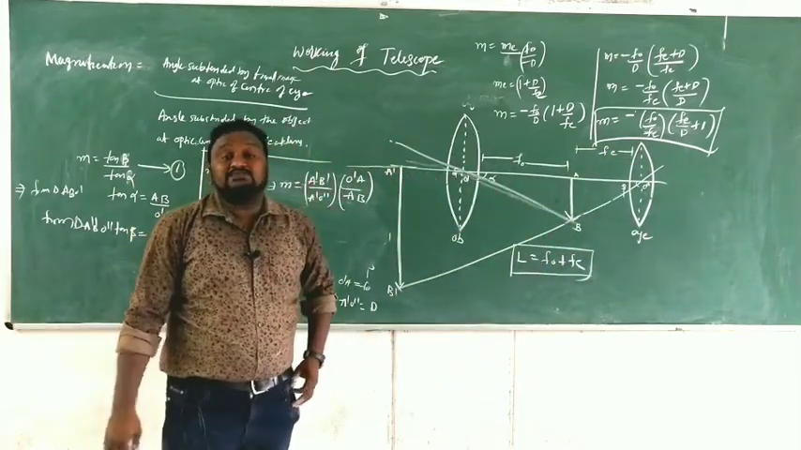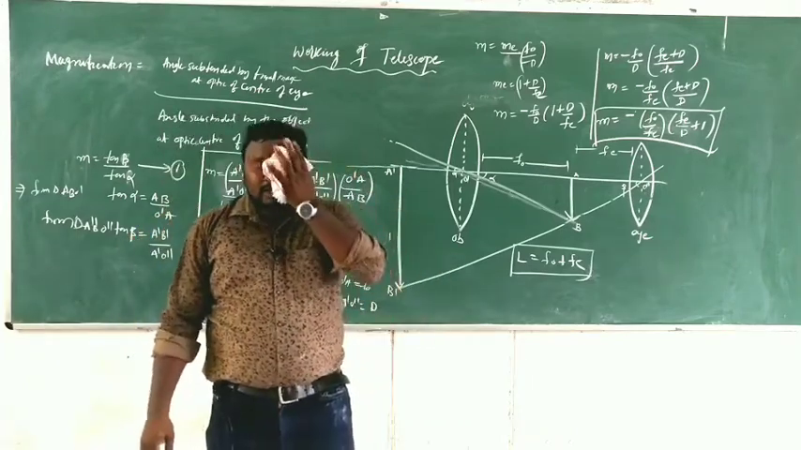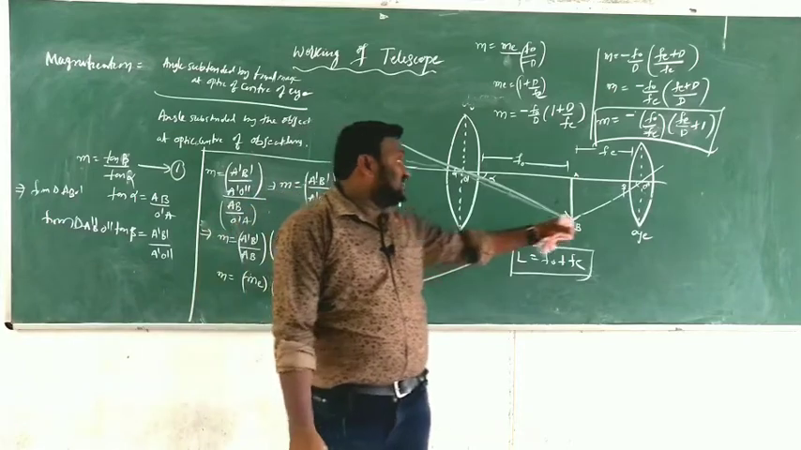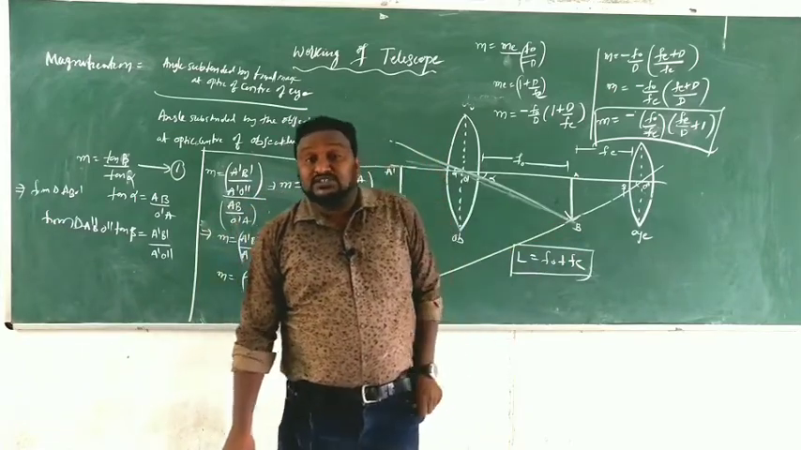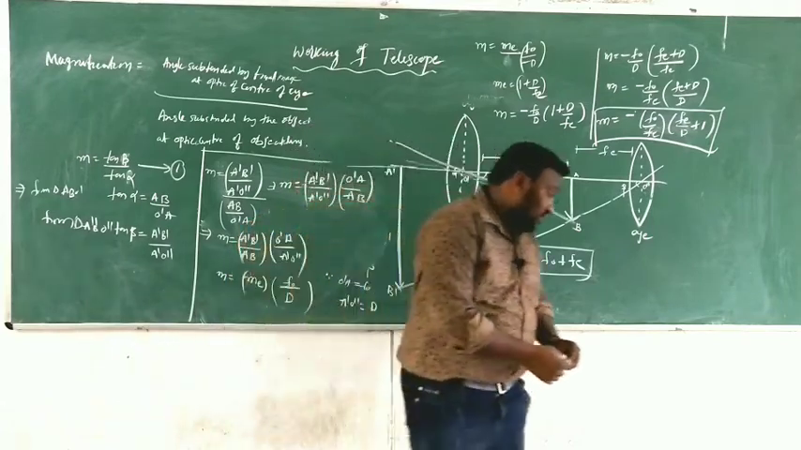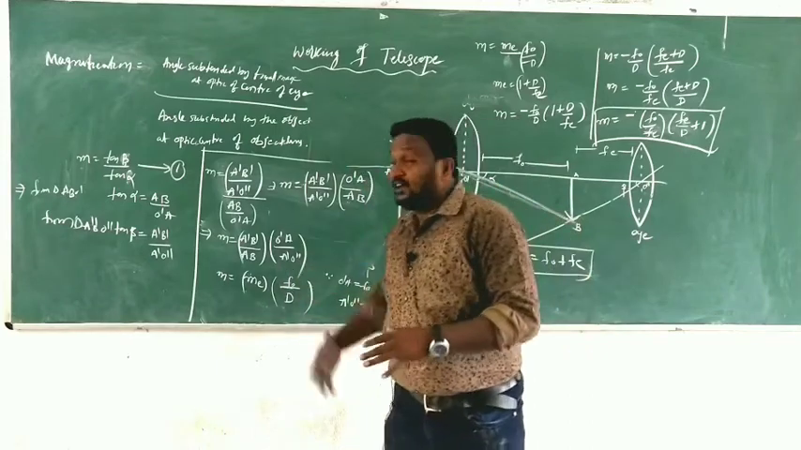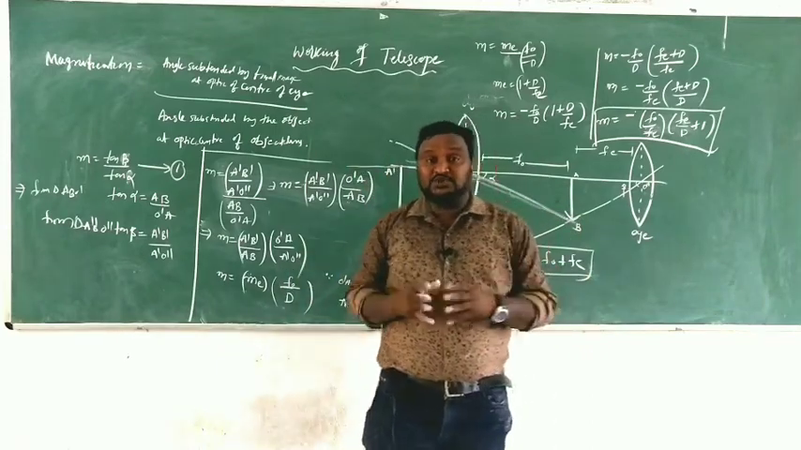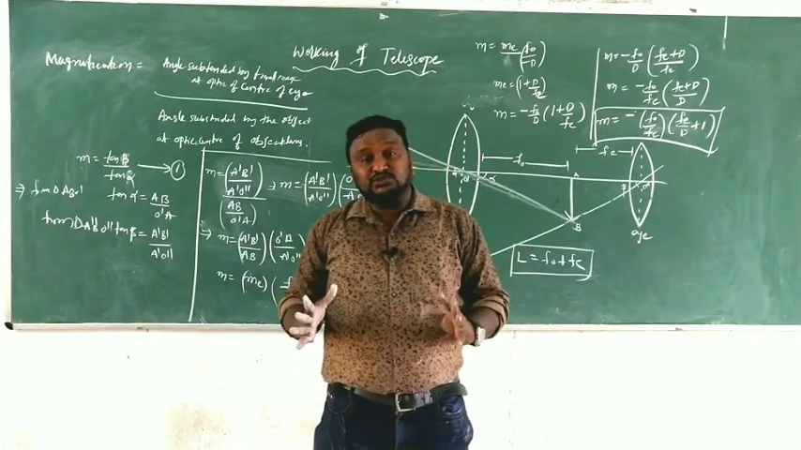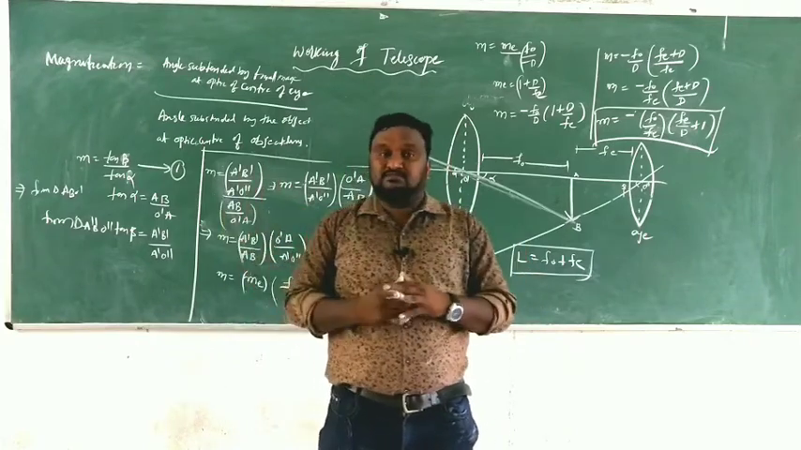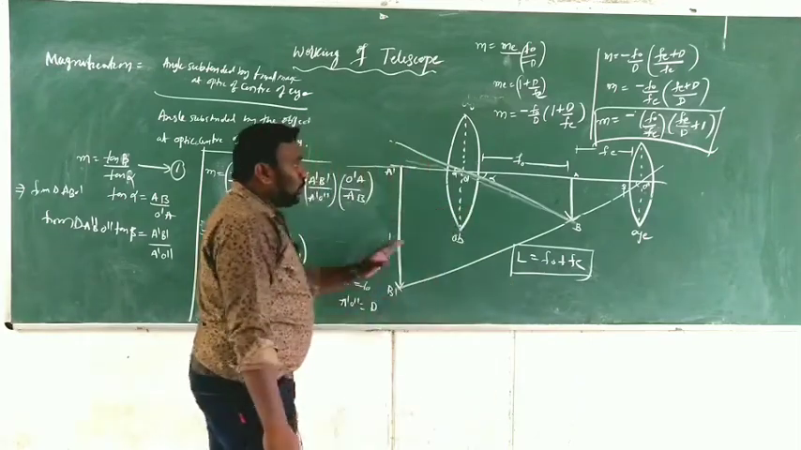For normal adjustment of the eye lens, the length between the two lenses is called the length of the telescope. So this is about the length of the telescope. Now let me give a brief introduction about the same topic. Watch carefully, very interesting topic. A telescope is a device used to see far objects. Clear children? And a telescope consists of two lenses.